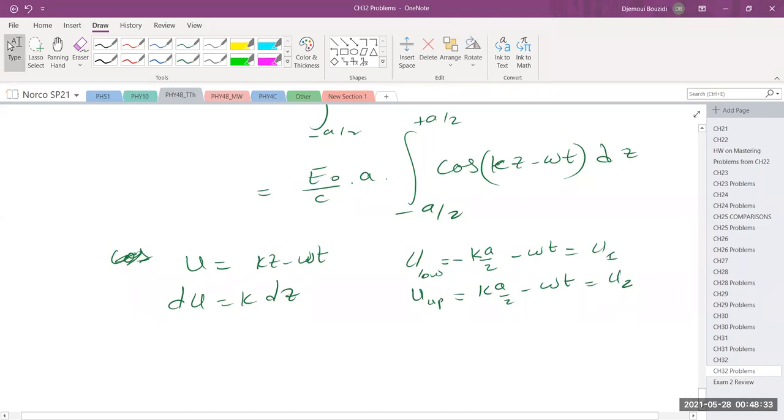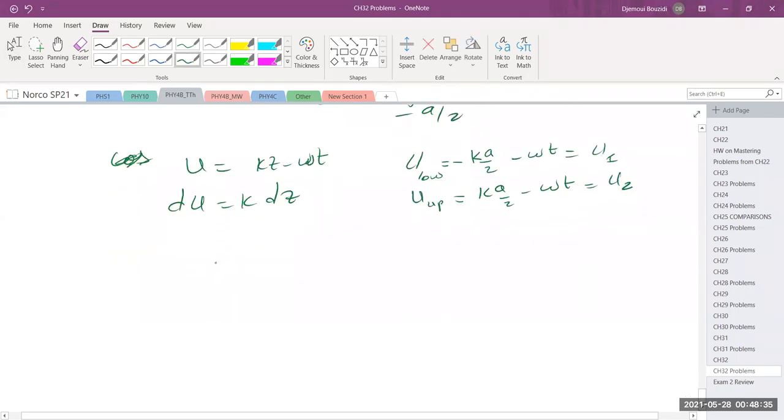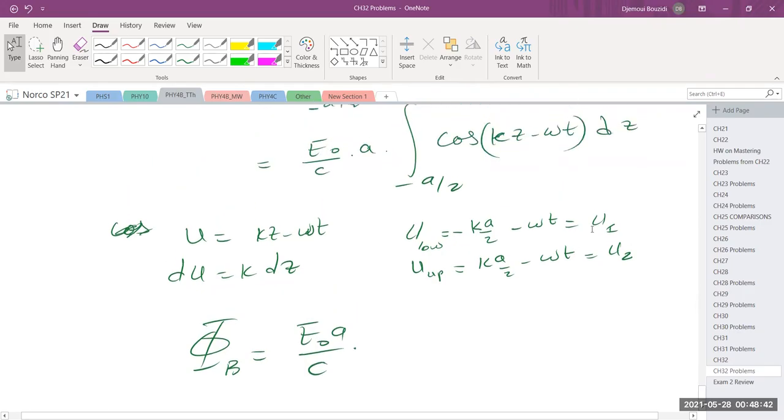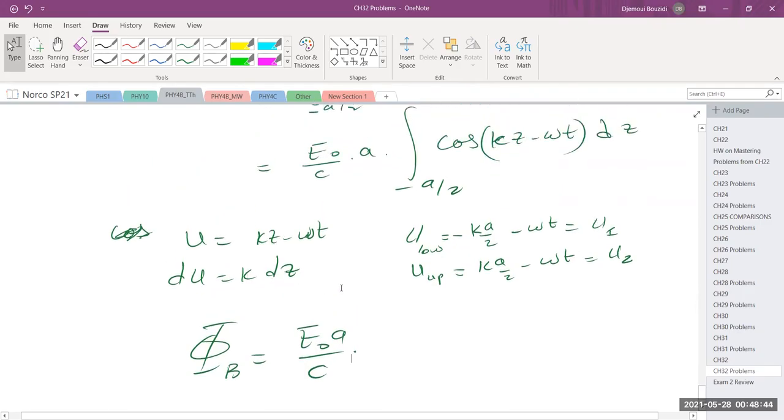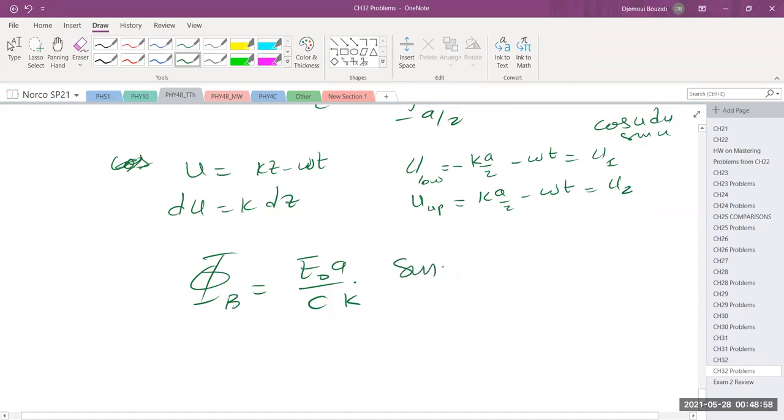So having said that, now the actual flux of the magnetic field will be equal to E naught A over C times the integral of cosine dz. dz is equal to du over k, so I pull the k out, which is a constant, and then I'm left with the integral of a cosine of u du. And the integral of a cosine u du is just a sine of u. So this becomes a sine of u, evaluated between U1 in the lower limit and U2 in the upper limit.